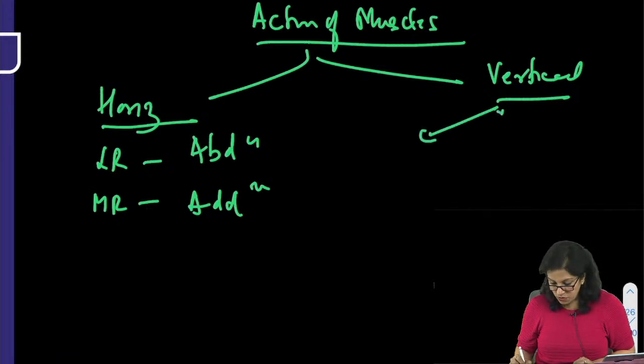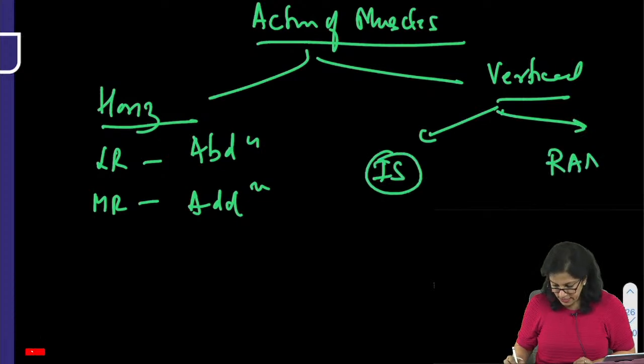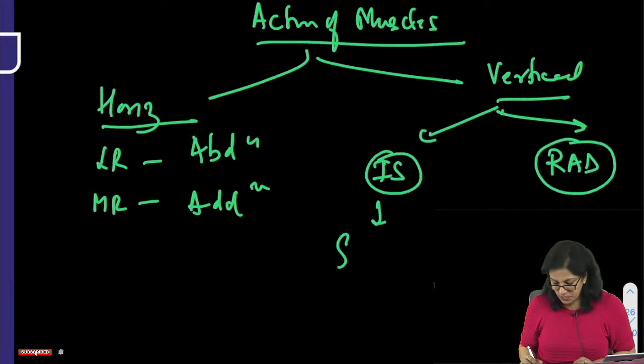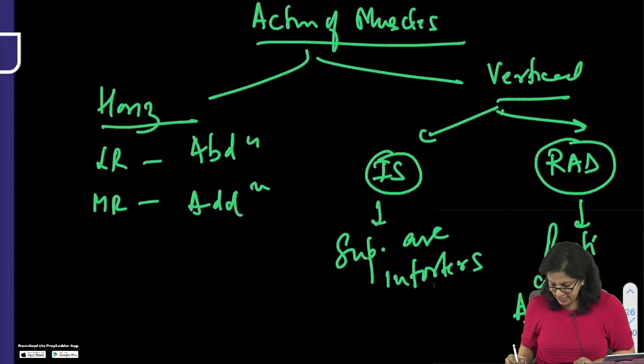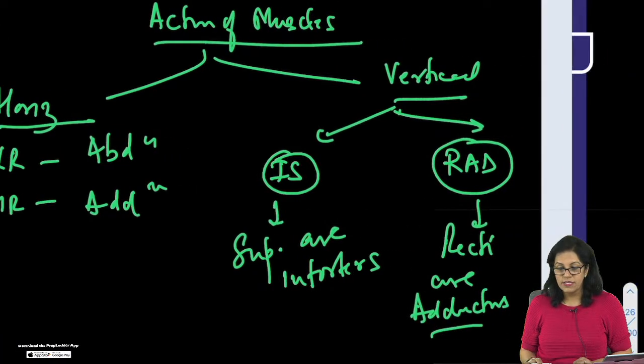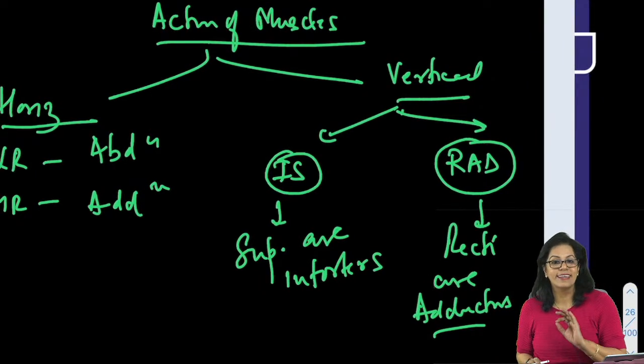For vertical, 2 mnemonics which make life easy: IS and RAD. IS says superiors are all intorters. Just learn this. And then RAD says that recti are adductors. Once we know this, superiors are intorters, recti are adductors. Now make a chart.